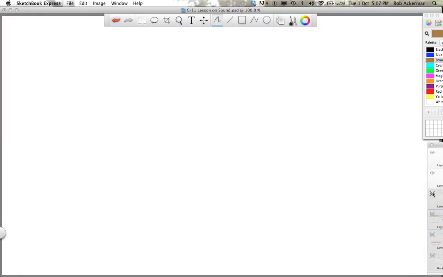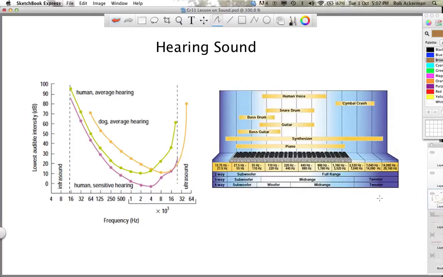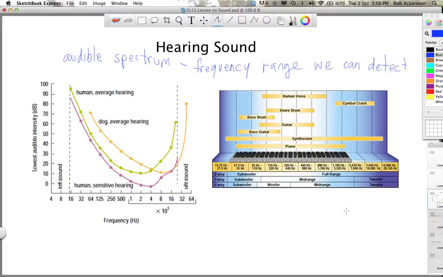Let's move on. When we're hearing sound, it's not just how intense it is, it's also what frequency the sound is at. So for example, maybe you've heard of what's called the audible spectrum of hearing. The audible spectrum refers to the range of frequencies that we can hear. We can't hear every frequency. Maybe you've heard that dogs can hear really high-pitched sounds. That's true. They can hear higher frequencies than we can hear.